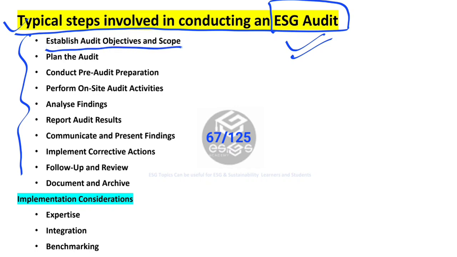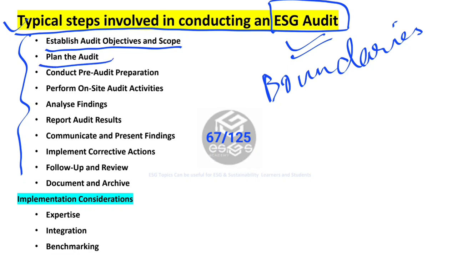So first one is establish the audit objectives and the scope. We need to define the objectives, clearly outline the purpose and goals of the ESG audit, such as assessing compliance level, identifying the risk, and improving performance. We set the scope by determining the organizational and operational boundaries and focus areas for the audit, including specific ESG criteria and organizational units or processes to be audited.